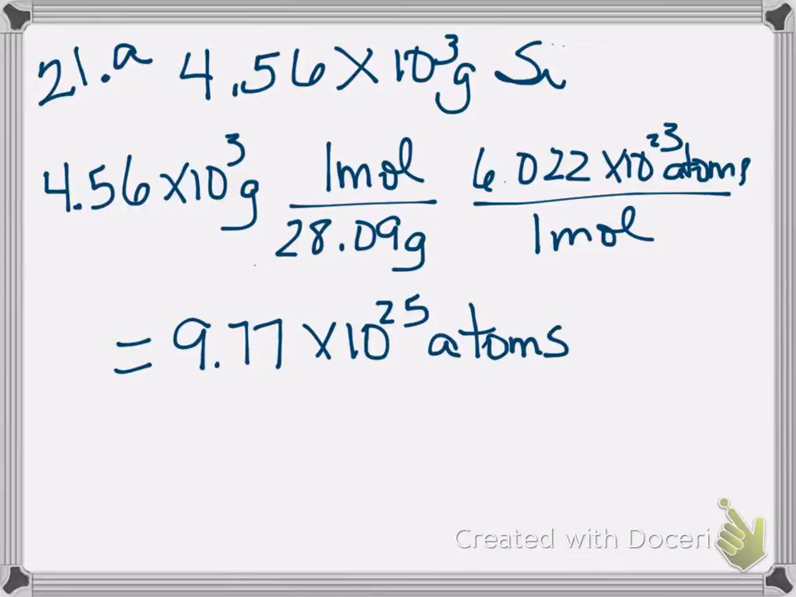Okay? So 4.56 times 10 to the 3rd grams of, they like silicone. So 4.56 times 10 to the 3rd grams times 1 mole over 28.09 grams. We're going to cross the grams out. 6.022 times 10 to the 23rd atoms in each mole. Cross that out. We're left with atoms. Your final answer is 9.77 times 10 to the 25th atoms. Atoms. Sorry.